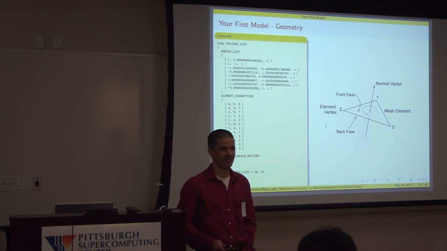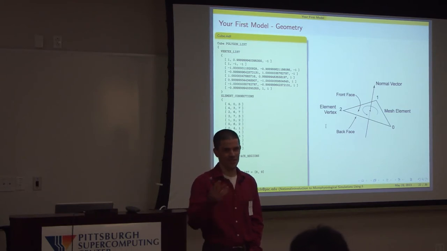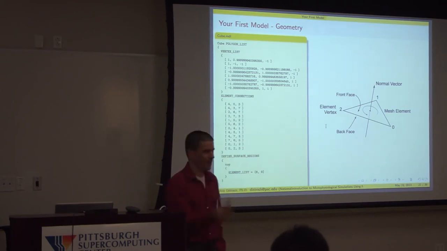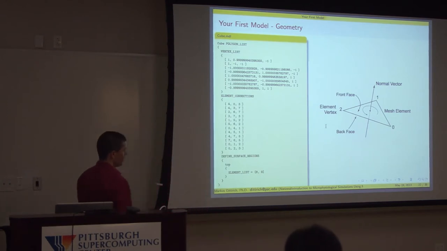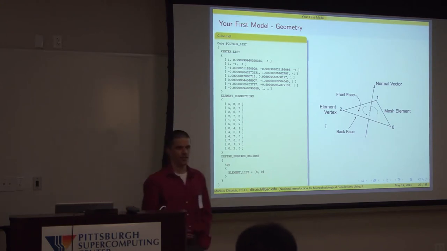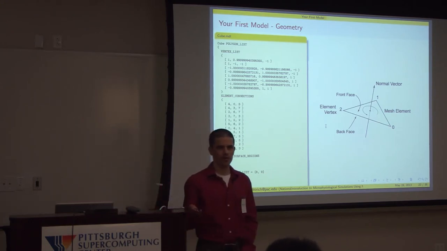You have 6 faces, and each face is triangulated, has 2 triangles. So we have 12 triangles. And then we can do one other thing. We can collect sets of triangles on surfaces and define them as what we call surface regions.